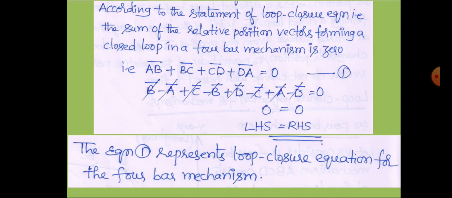AB bar is the relative position vector of link AB. BC bar is the relative position vector of link BC. CD bar is the relative position vector of link CD and DA bar is the relative position vector of the link DA.